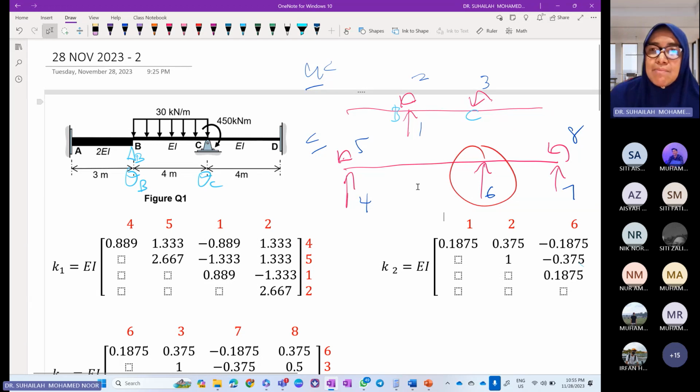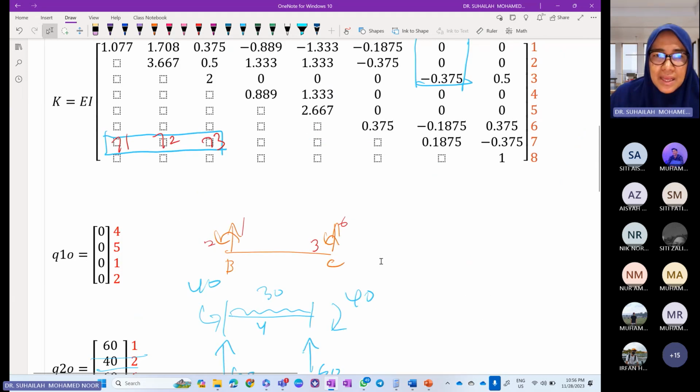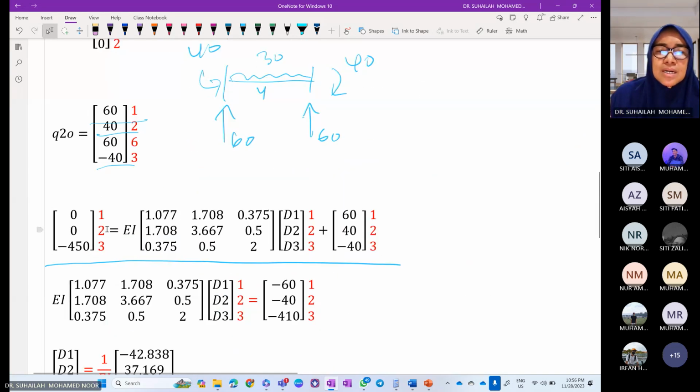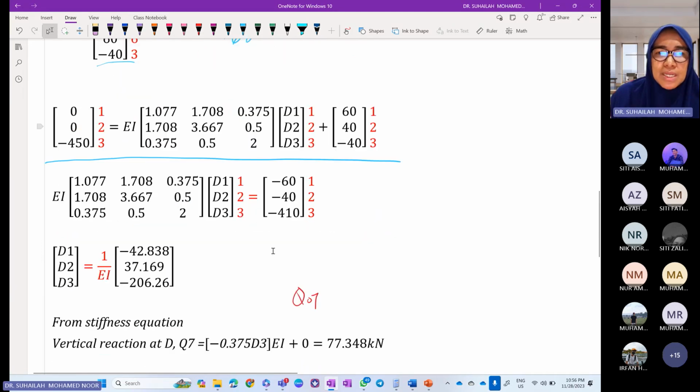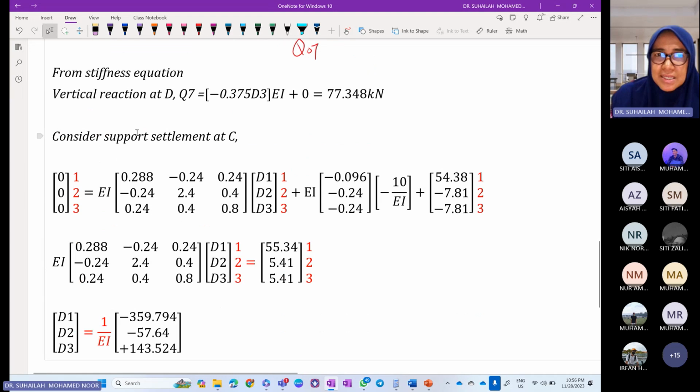6. It means that D6 is no longer 0. So we have to include D6 when calculating the displacement, the unknown displacement. Okay, yang atas settle. Yang ni kita nak masuk support settlement at C.